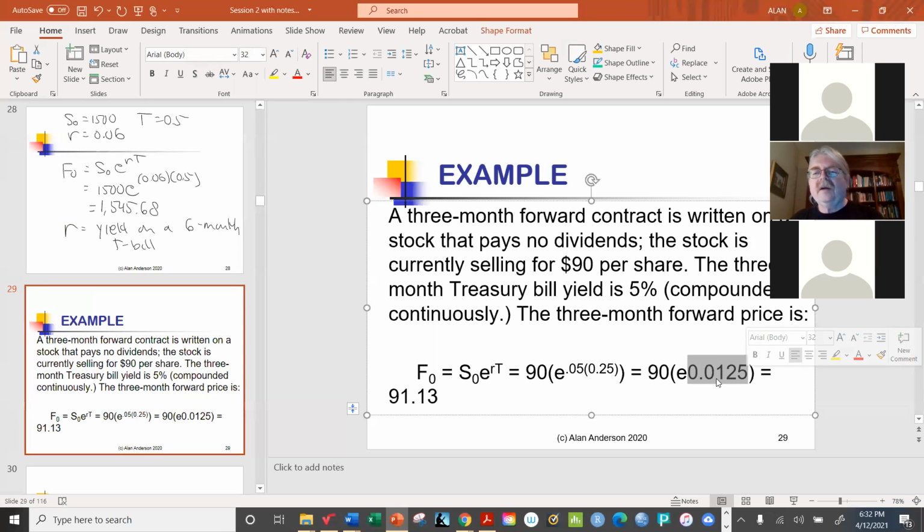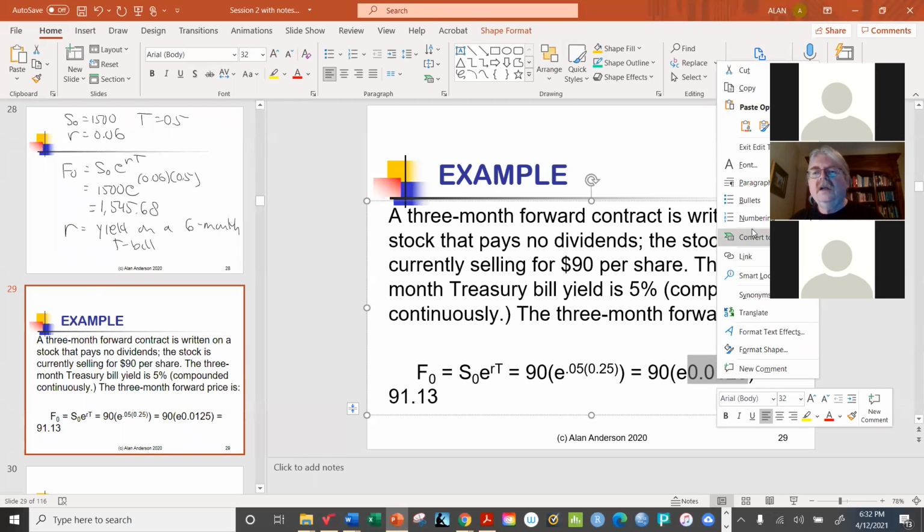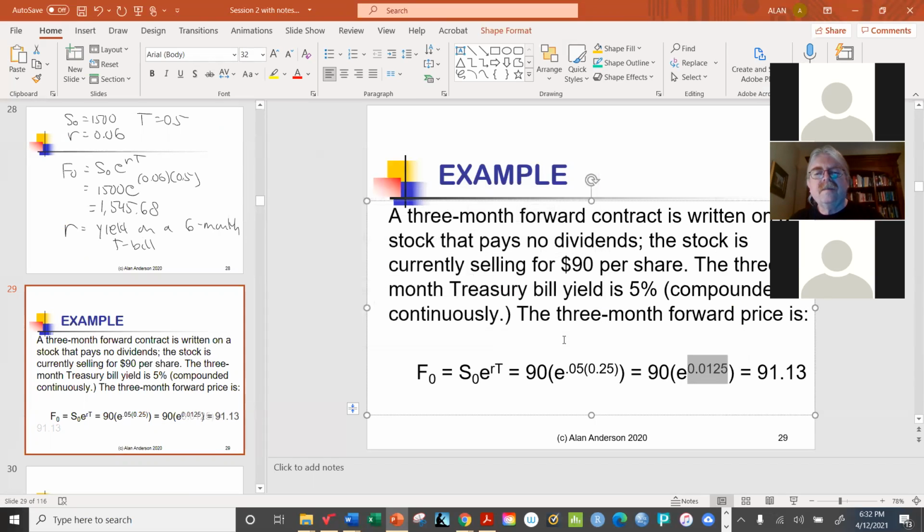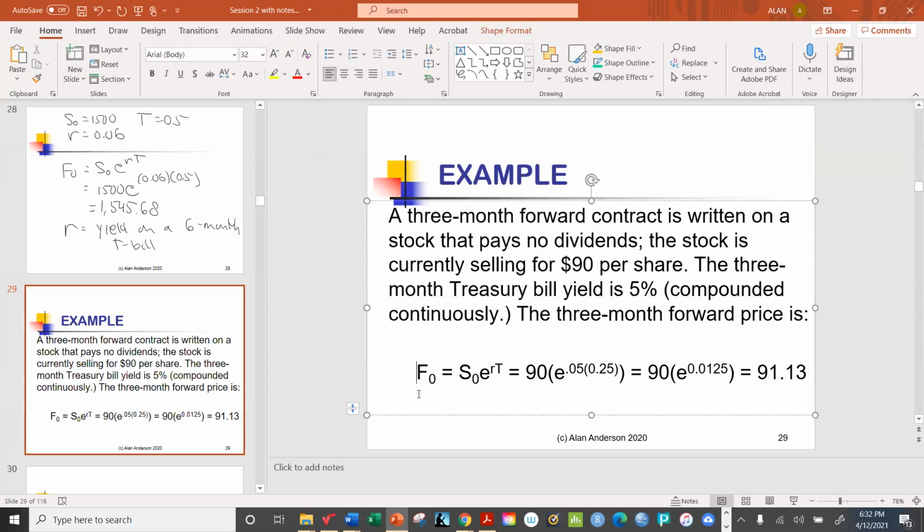One of the annoying things about PowerPoint is that, unlike Word, it doesn't have a shortcut to do the superscripts and subscripts, so it's kind of a nuisance. All right, so you can see I filled in that last intermediate step, and you can see that the bottom line is that the forward price for delivery in 3 months would therefore be $91.13.